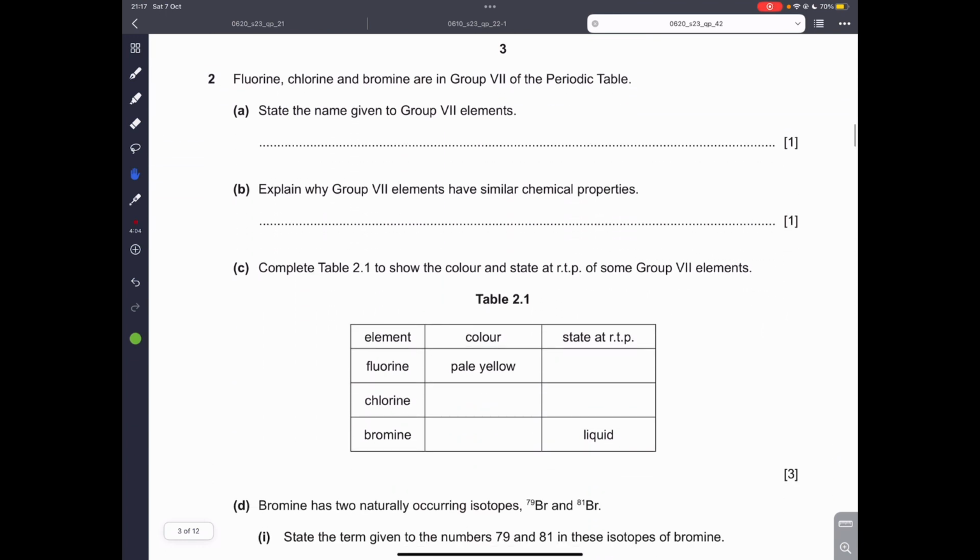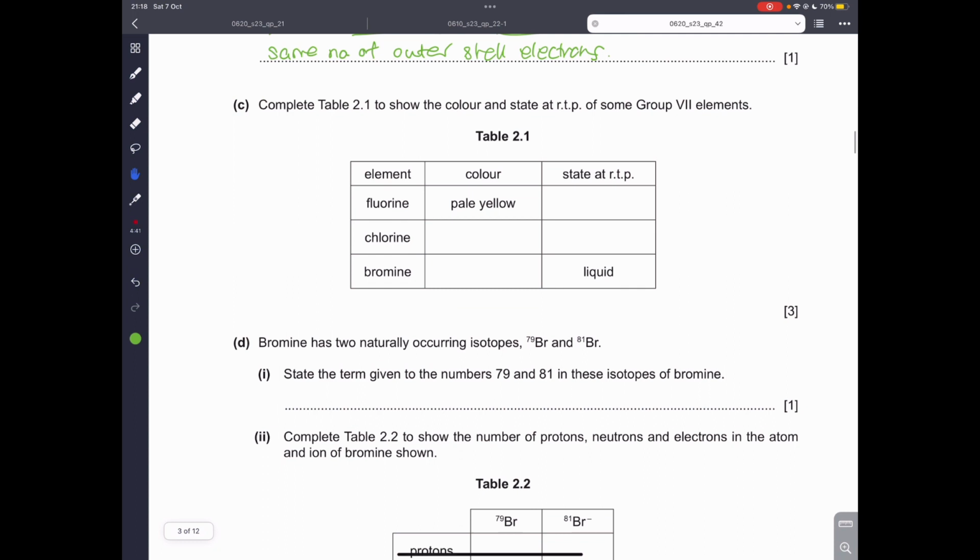Let's move on. Question number 2. Fluorine, chlorine, and bromine are in group 7 of the periodic table. State the name given to group 7 elements. Well, the name that is given to them is the halogens. Their name is halogens, and that's a name that you have to remember. Explain why the group 7 elements have similar chemical properties. Well, this is because of the same number of outer shell electrons. So that's basically the reason why they have the same chemical properties.